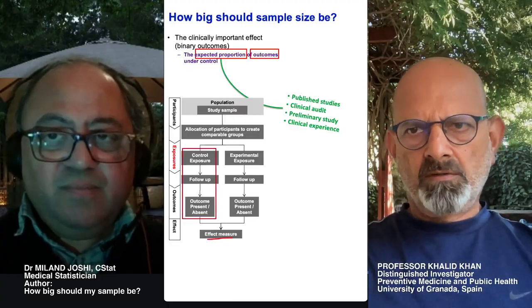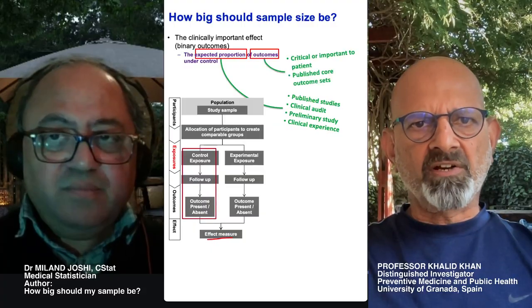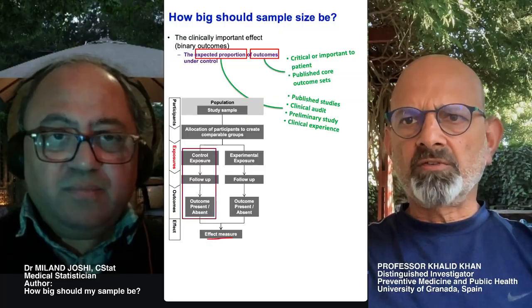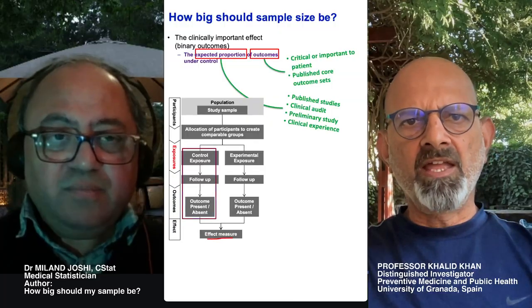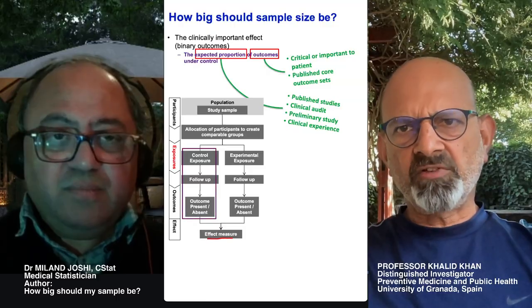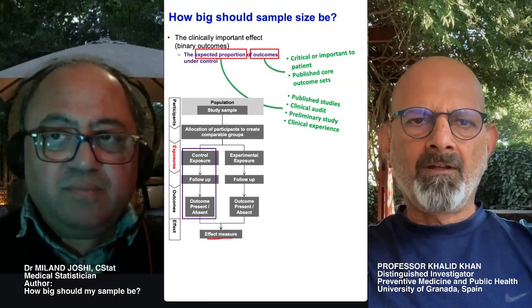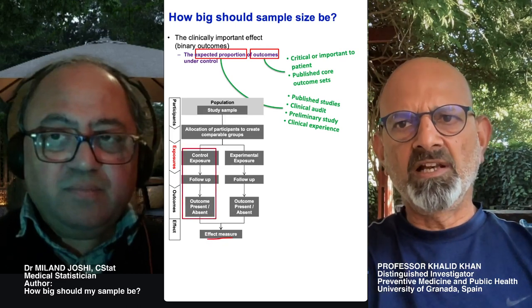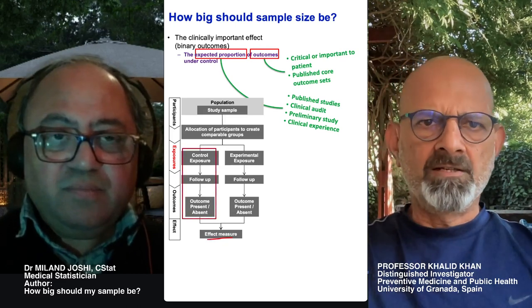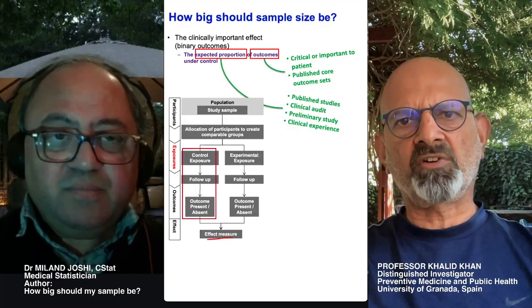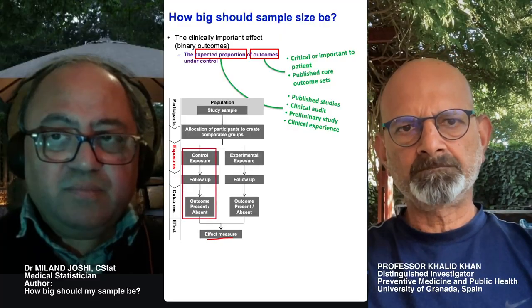What is the important outcome is a critical question. The outcome chosen for a trial should have importance with respect to the expectations of the patients. And if such an outcome is not clearly known, then we may turn to the literature to look for publications that describe core outcome sets.